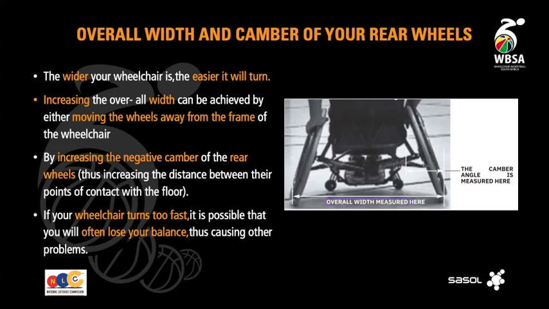But increasing the negative camber of the rear wheels is for increasing the distance between their points of contact with the floor. Okay, so the further the distance between the two wheels, it's actually going further out, therefore giving more camber and you're sitting a little bit lower. If your wheelchair turns too fast, it is possible that you will often lose your balance. Okay. So now understand who is sitting on the chair, their functionality, their ability to actually control and be stable on the chair. You need to understand why that is actually causing it. So if the chair is not right for the players turning too quick, some of the chairs are very light out there in terms of the material used. So if the chair is too light, and the camber is too wide, and you're sitting a beginner onto that particular chair, you'll find that that beginner, that athlete will not be stable on the chair. Okay, so be aware of those things.